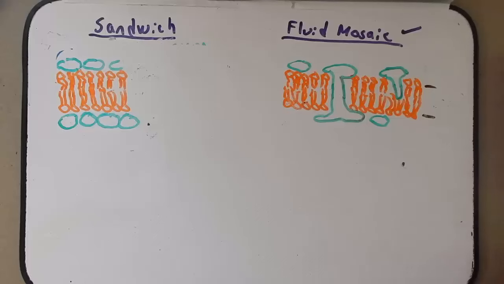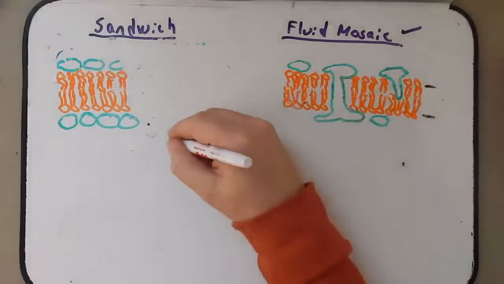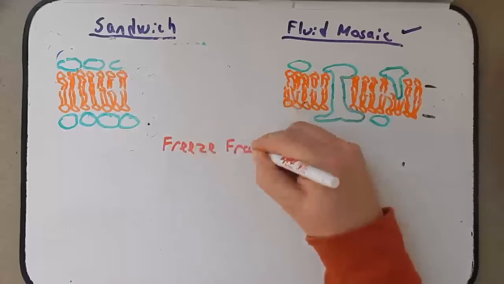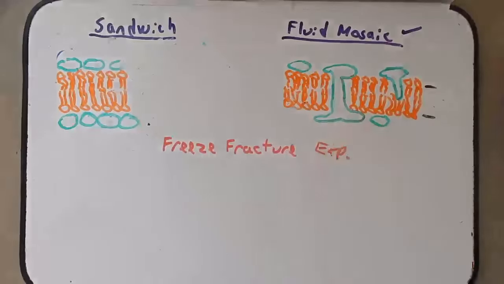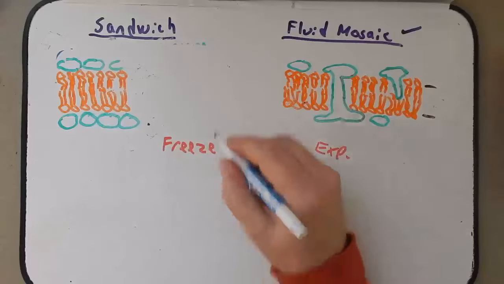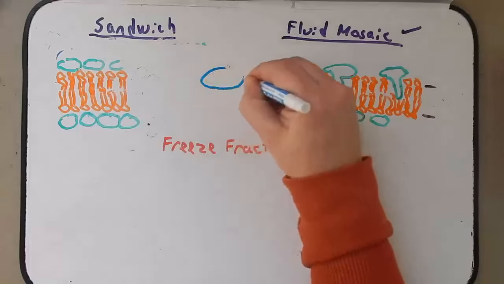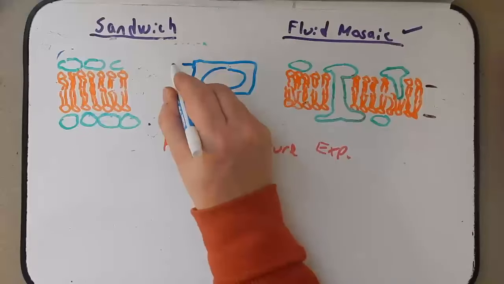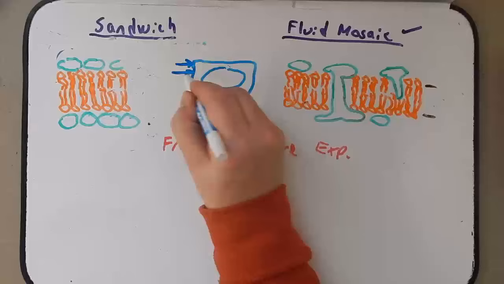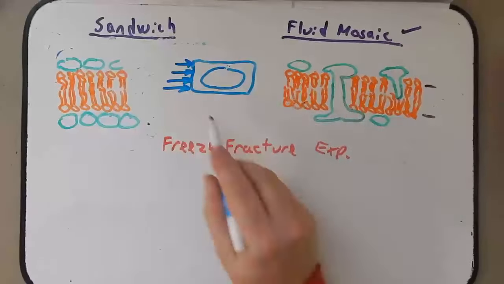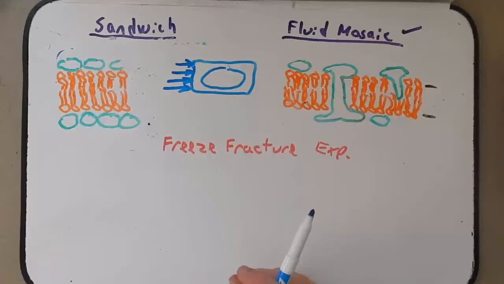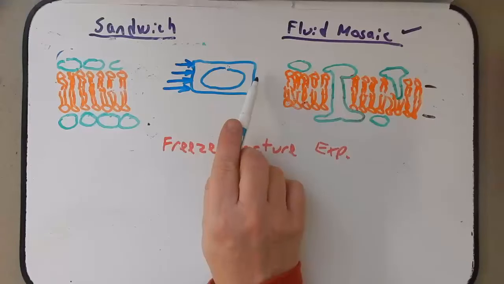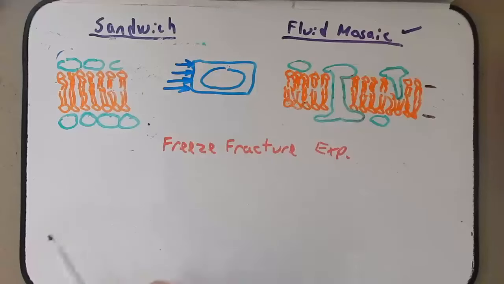Okay, now in an attempt to distinguish which of these two models was correct, they did an experiment called a freeze-fracture experiment. Essentially what they do here is they freeze the cell. So we have our cell here, and it's frozen. They can now cut this cell in very thin sections, thinner than what I'm drawing here. So they get very, very thin sections of that cell.